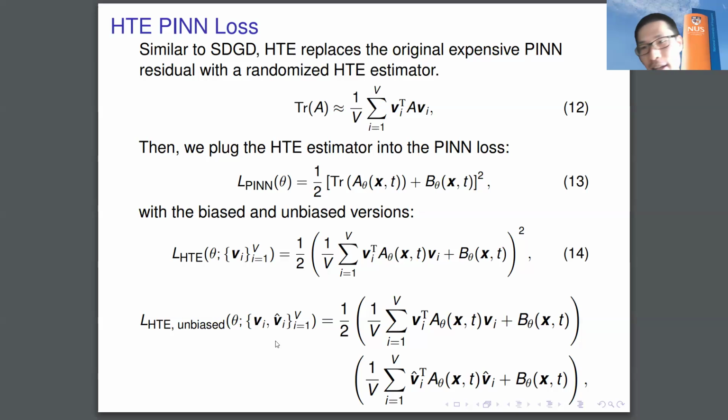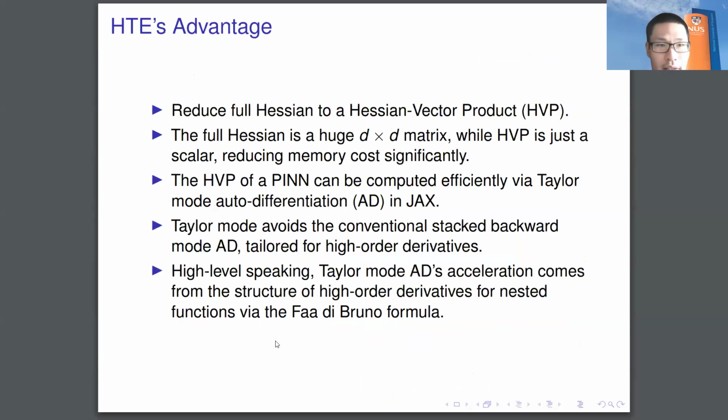In equation 14 and the last equation, we have the biased and unbiased versions. Just like SDGD, we need two independent classes of sampling, V_i and V_i hat, to make the loss function unbiased. Equation 14 is biased because of the nonlinearity of the mean square error loss. So this is the HTE loss, and I will go to some advantages of HTE.